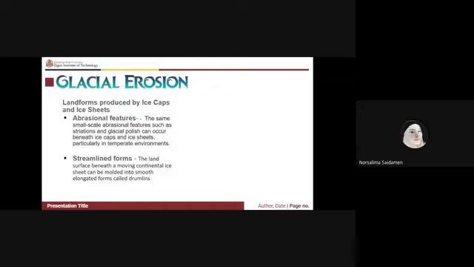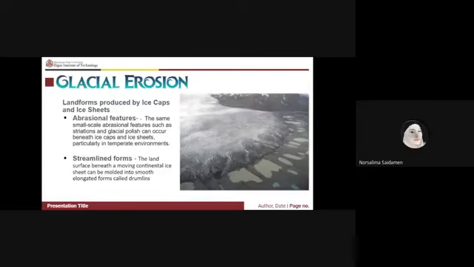Now we go to the landforms produced by ice caps and ice sheets. We have the abrasional features. Small-scale abrasional features such as striations and glacial polish can occur beneath ice caps and ice sheets, particularly in temperate environments. Streamlined forms: the land surface beneath a moving continental ice sheet can be molded into smooth, elongated forms called drumlins. So this is the drumlins. Picture.